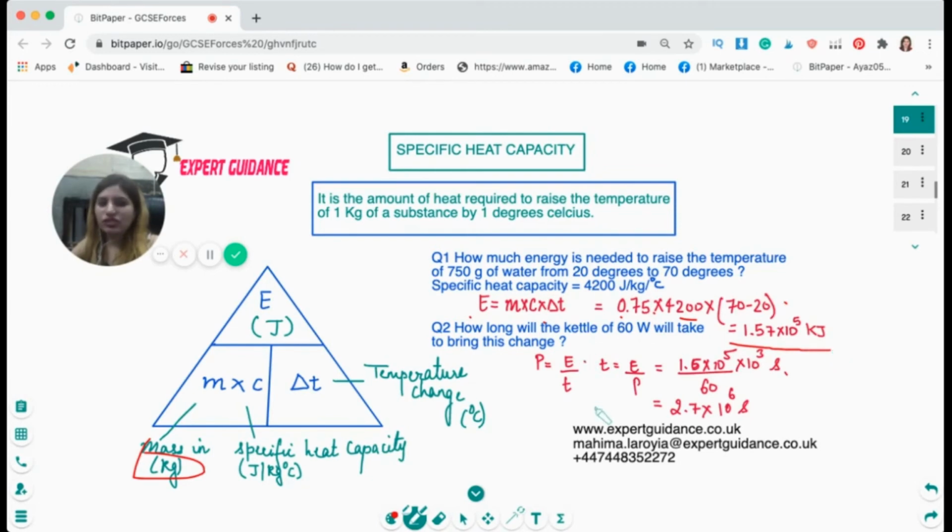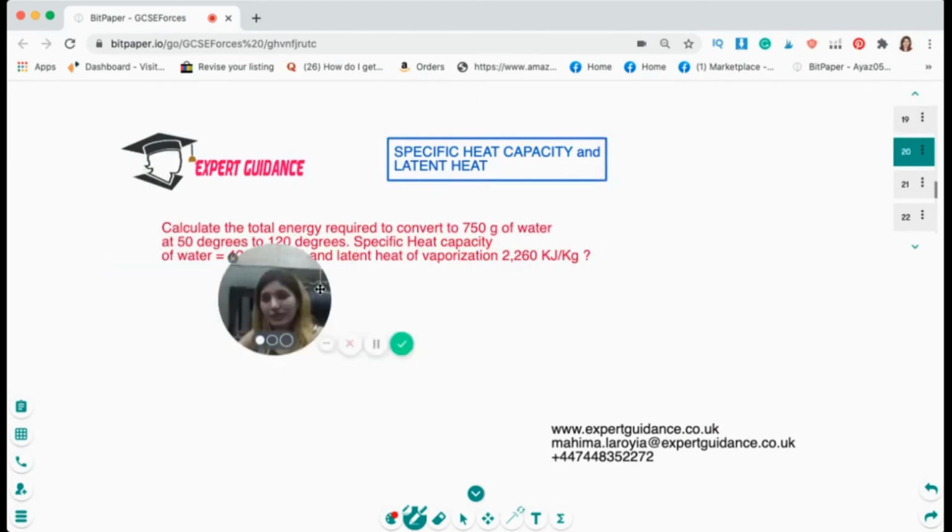And power is energy over time, so time is energy over power. I have this energy, my power is 60 watts, I divide the two, so that will give me the time to be 2.7 times 10 power 6 seconds, okay?